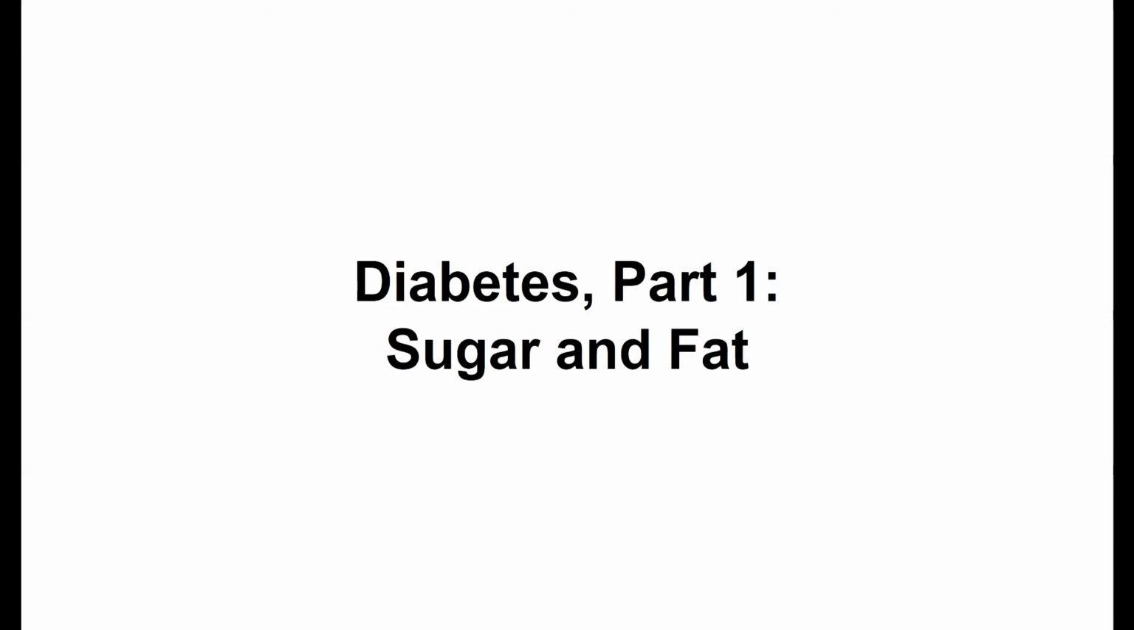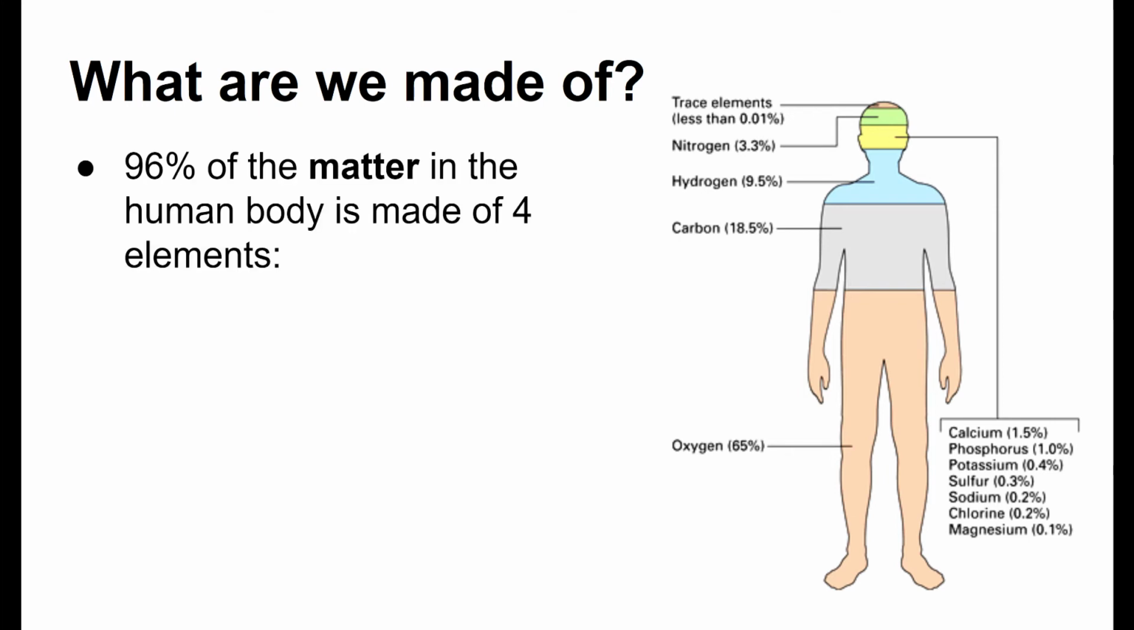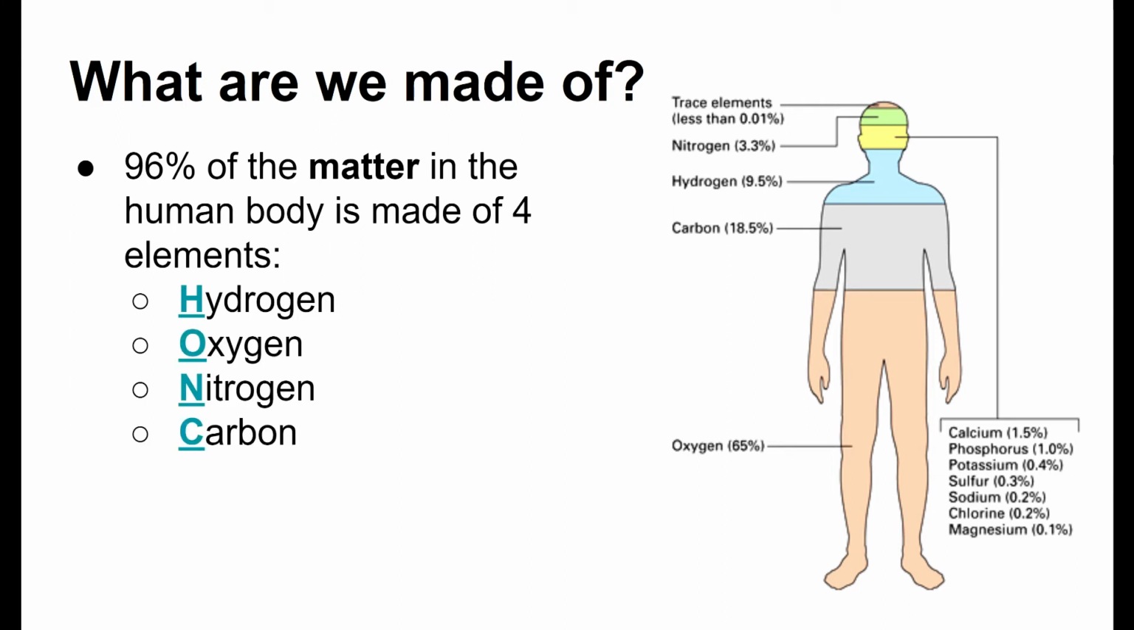Hi guys. Today we are going to talk about our first topic in our diabetes investigation, which is sugar and fat. So in order to talk about this, we need to think about what the human body is made of. 96% of our body, the matter in our body, remember we talked about how matter is the stuff, the atoms that things are made of.